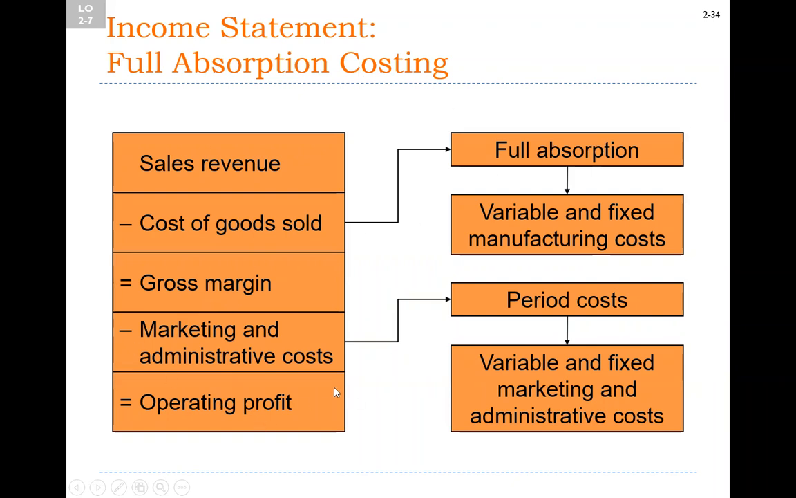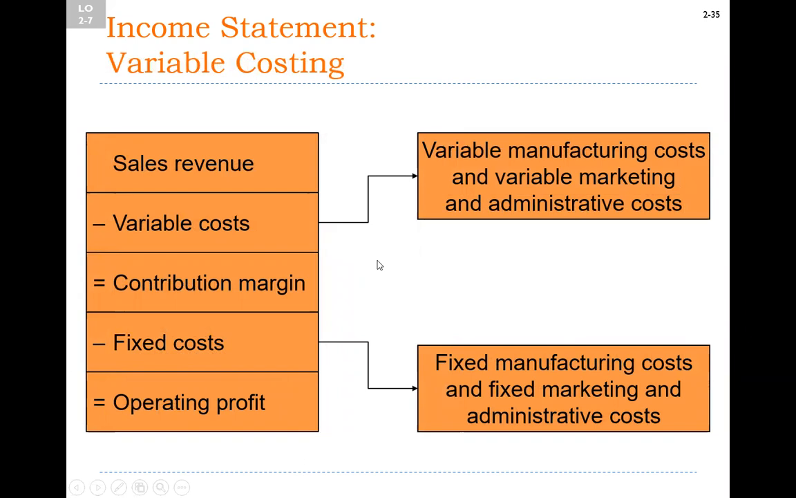This income statement is also called an income statement that classifies costs by function, because my product costs are at the top and my period costs are at the bottom. So we subtract out all of our product costs, and we get gross margin. Then we subtract out all of our marketing and administrative costs, and we get net income or operating profit.